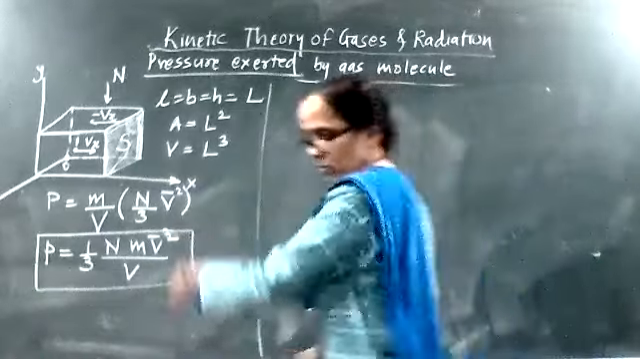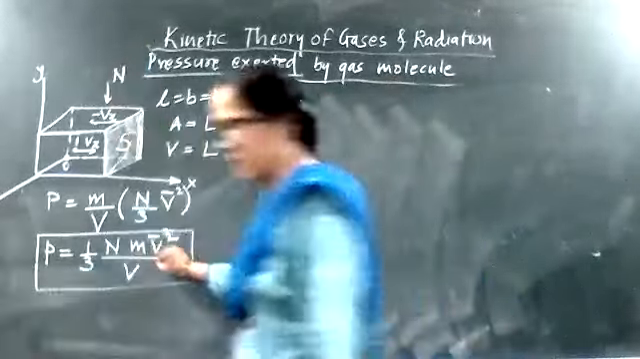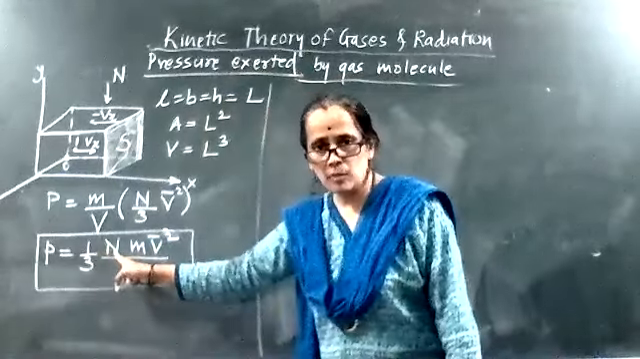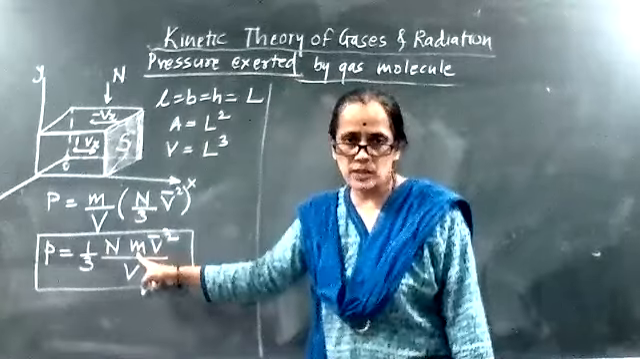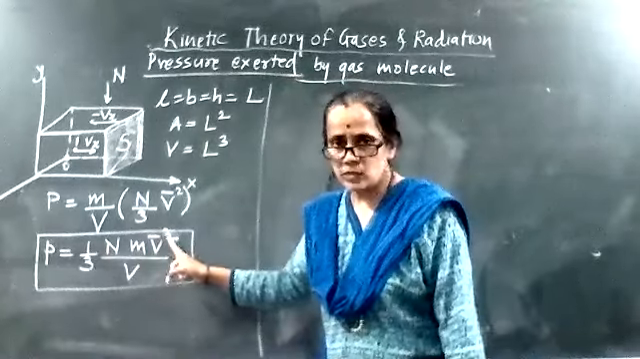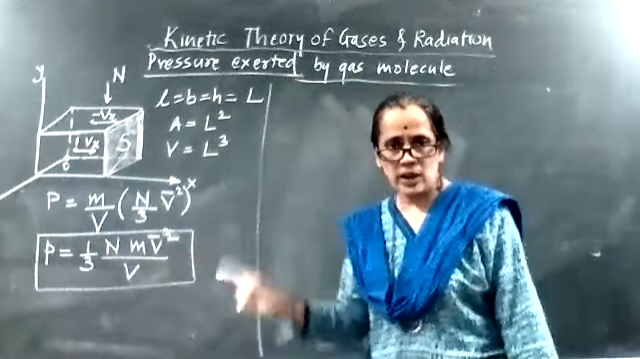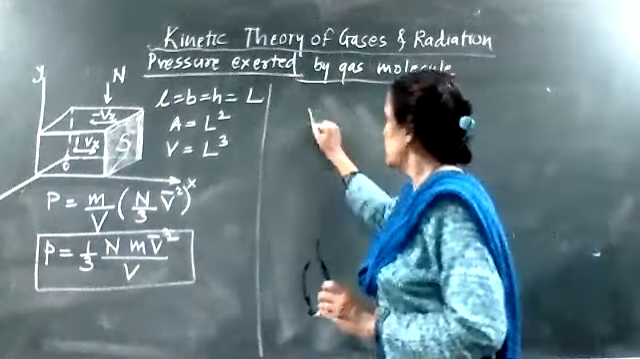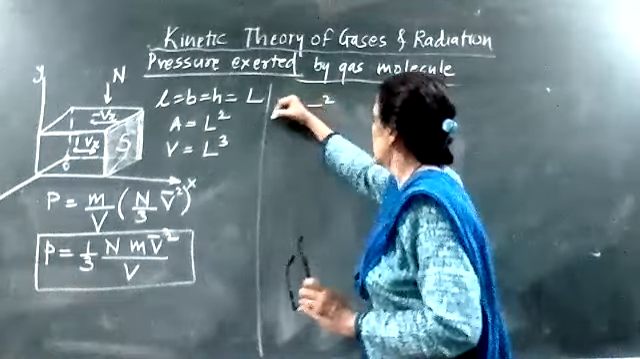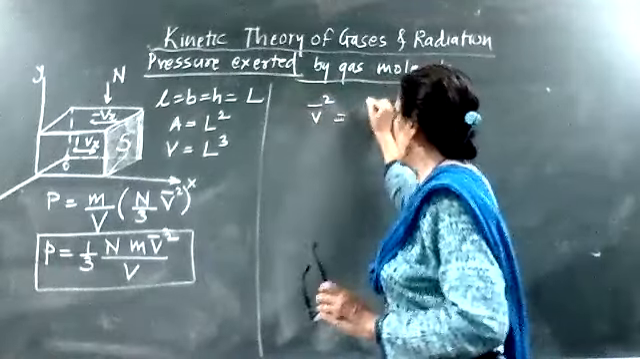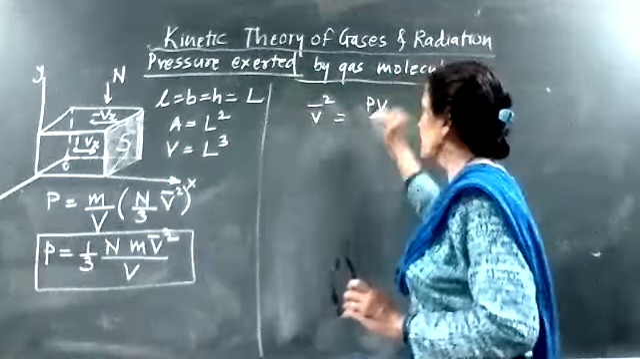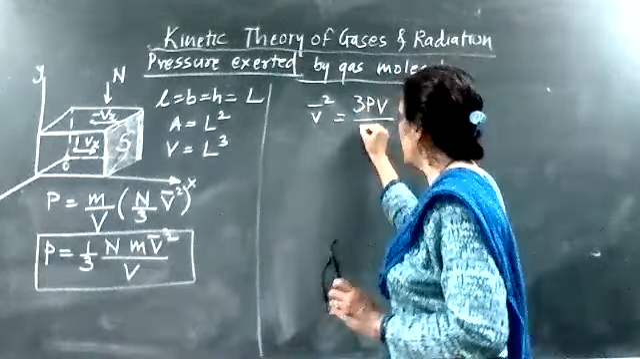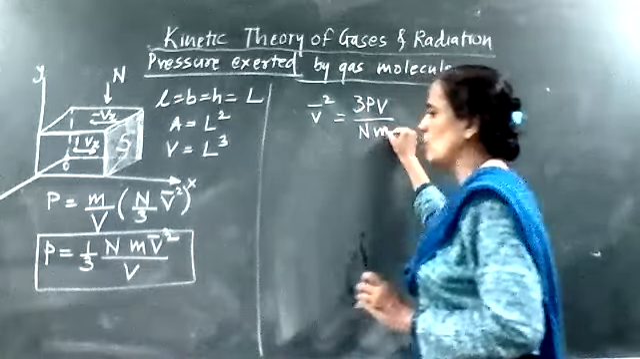Pressure P is equal to 1 by 3 N, number of gas molecules, small m, mass of the molecule, V bar square, square of average velocity, upon capital V, volume. That I can write down. V bar square can be written as 3PV divided by N into m.